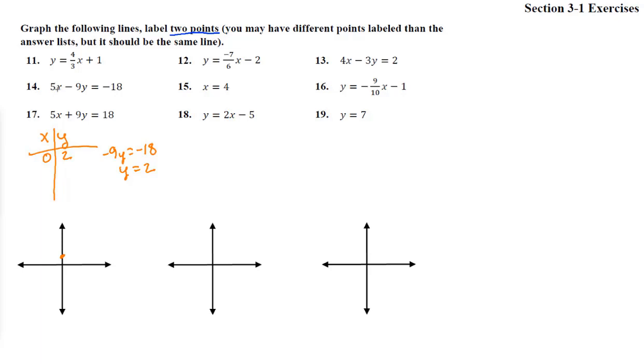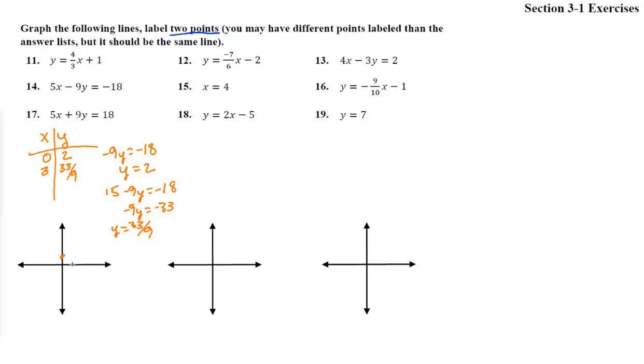Maybe a 3, yeah, let's stick in x is 3. Let's see what we get. If x is 3, we get 5 times 3 is 15 minus 9y equals negative 18. Subtract 15 from both sides, we get negative 9y equals negative 33. Divide by a negative 9, we get y equals 33 ninths, which is not quite 4. I think that would be like 3.6.